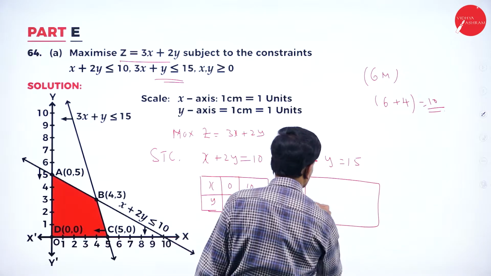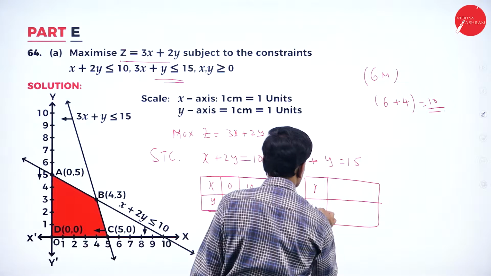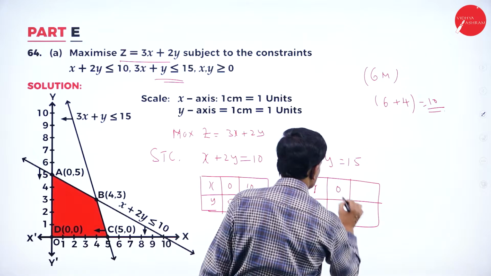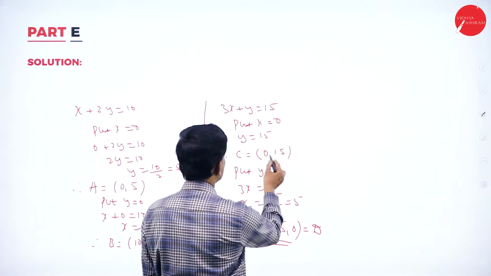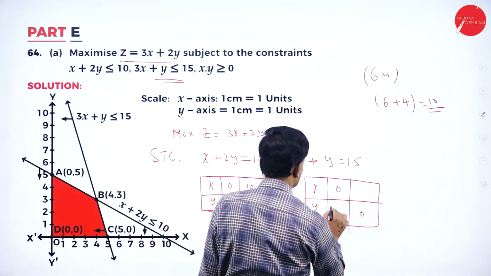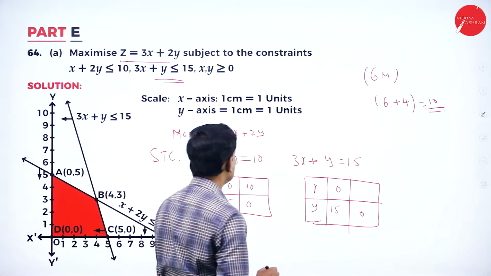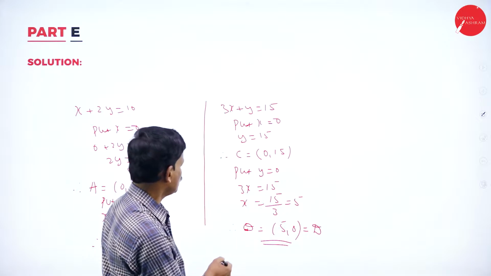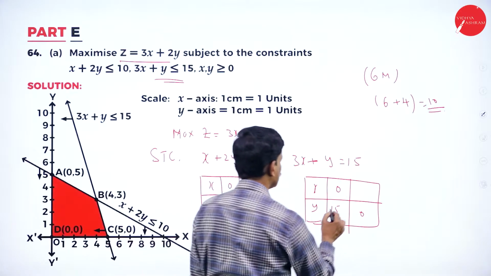Now let us represent here for the second equation. What are the points we got? This is x and y. When x is equal to 0, y is 15, that is 0 comma 15. And when y is equal to 0, x is 5, that is 5 comma 0.